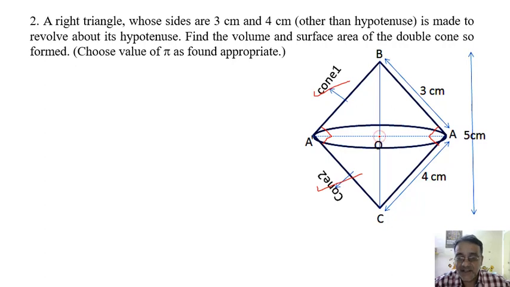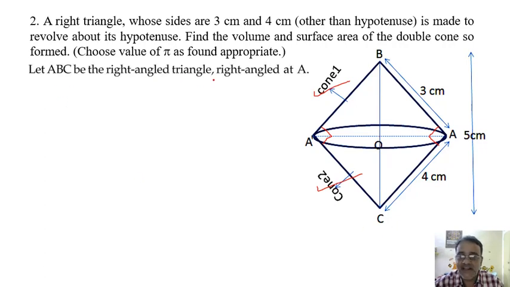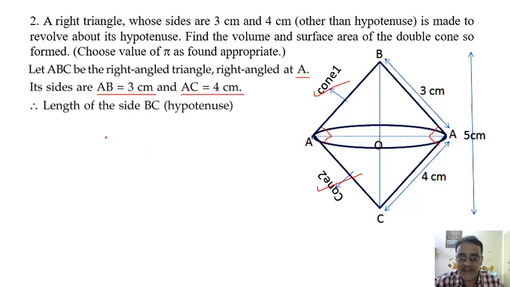We have to find the radius. The radius is not given, and even the height is not given, so we'll find BC first. How will you find BC? Pythagoras theorem, right, very good. Let ABC be the right angle triangle, right angle at A, so its sides are AB equals 3 cm and AC equals 4 cm, and the length of the hypotenuse, that is BC, equals root over 3 square plus 4 square, so 9 plus 16 is 25, so root 25 is 5. So we got the hypotenuse is 5 cm, that is BO plus OC.